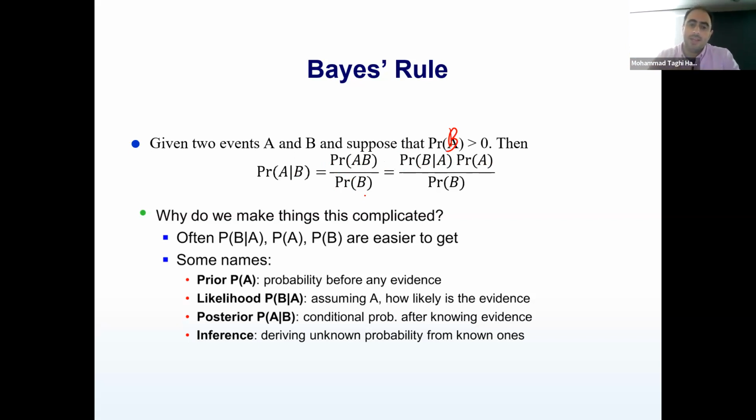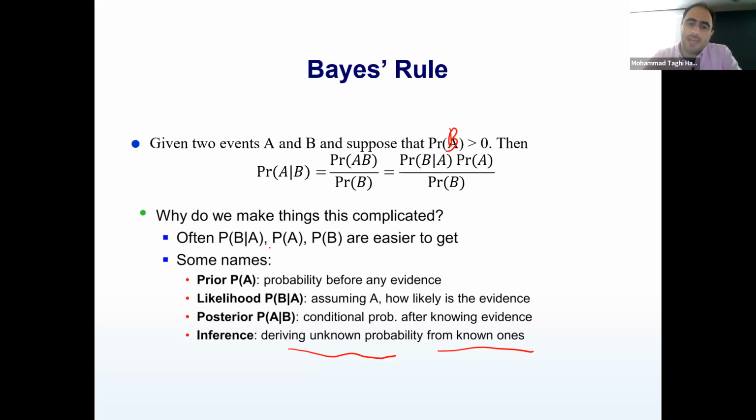Good. Now, why do we make things complicated? Because to compute the probability of A conditioned on B, we want to see whether people click more conditioned on the fact that we have a new website. You may not know this one and you don't want to spend money, but you may have some other prior information that can be used to get this. For example, you may know the probability of B conditioned on A, the probability of A, and the probability of B. This is called inference, where we are deriving unknown probabilities from known ones.